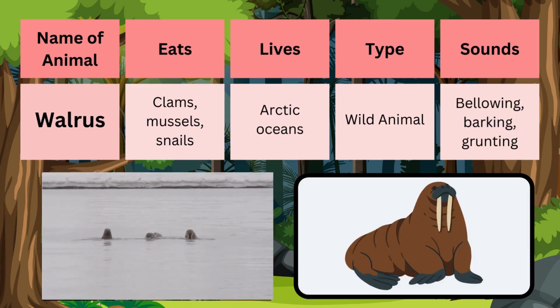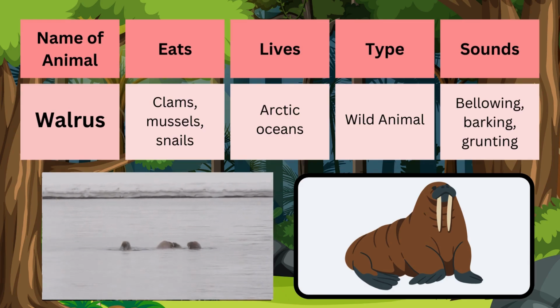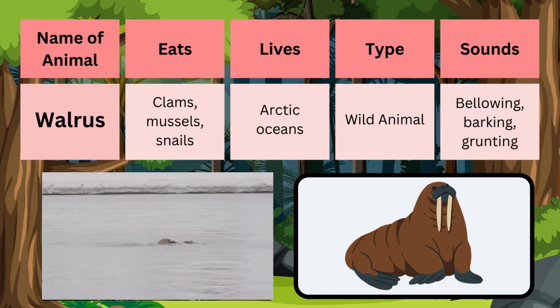Walrus. Walrus eats clams, mussels, snails. Lives in Arctic oceans. Walrus is a wild animal. Sounds.